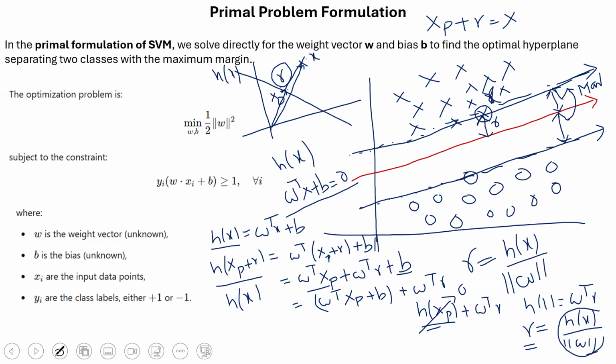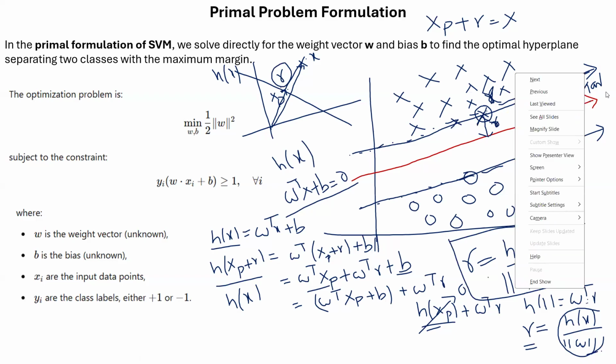W transpose r is nothing but the dot product of W and r, and when W comes down, this becomes h(x) by mod W. So that is what we have written. The distance of a point to the hyperplane will always be equal to this. Let's call this distance R. Then R can be written as h(x) by mod W, where x is nothing but the support vector. So that's how we calculated R, the distance.